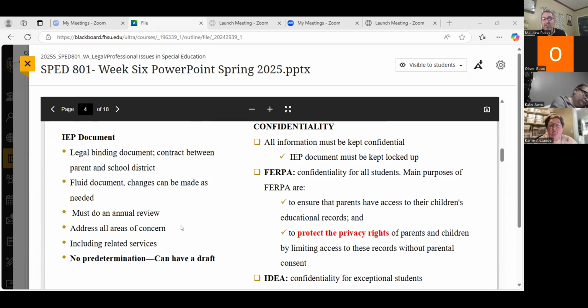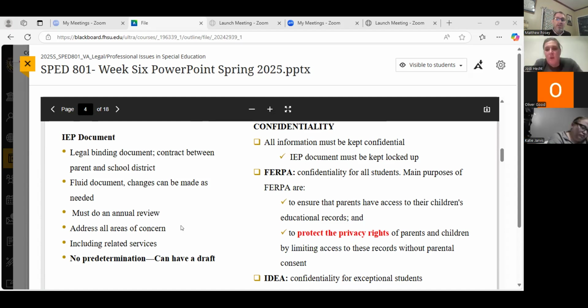A student may be struggling, so we might need to change some of the goals on it. Or the student is making tremendous progress, and we want to change some of those goals, maybe challenge them a little bit to enhance some future academic growth. Can I ask a question on that?